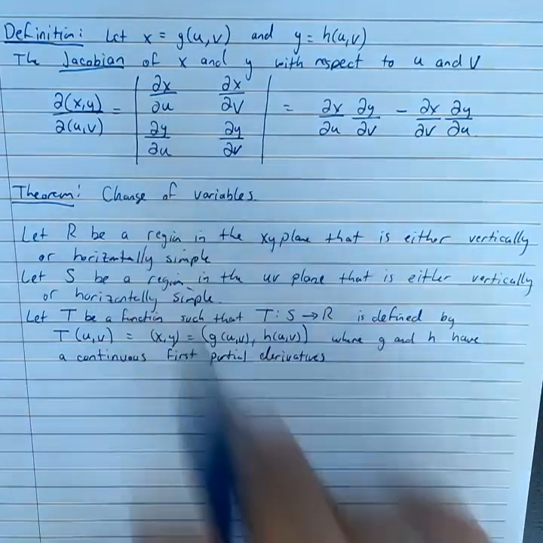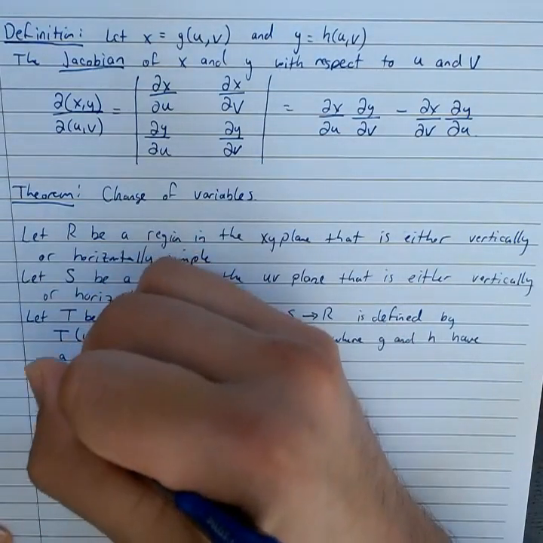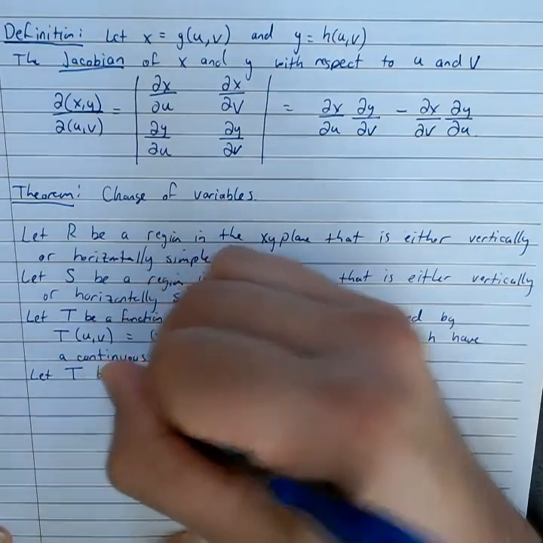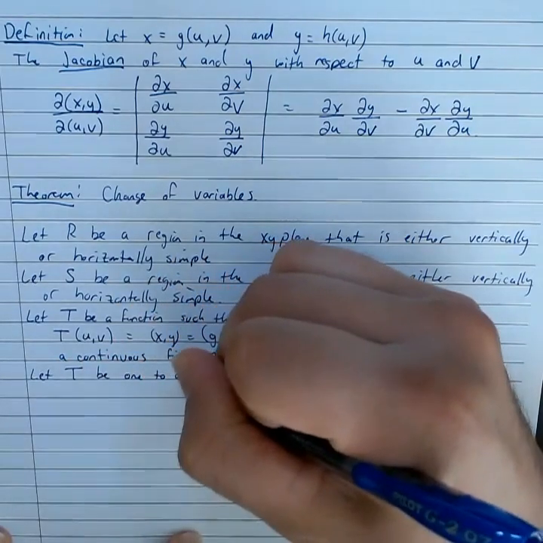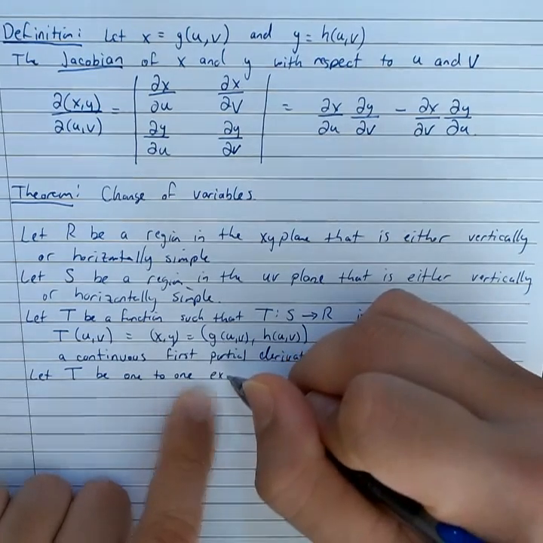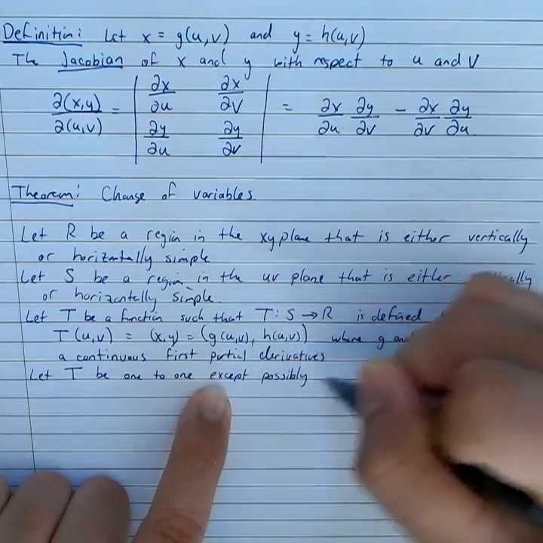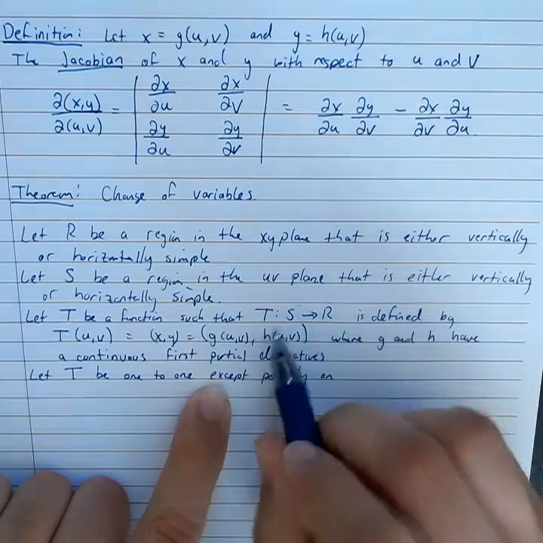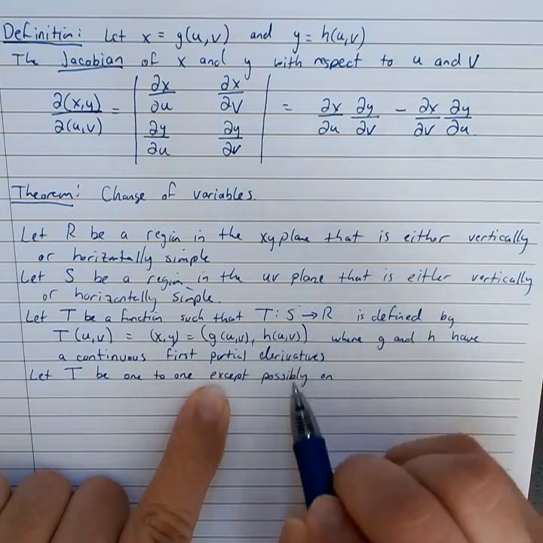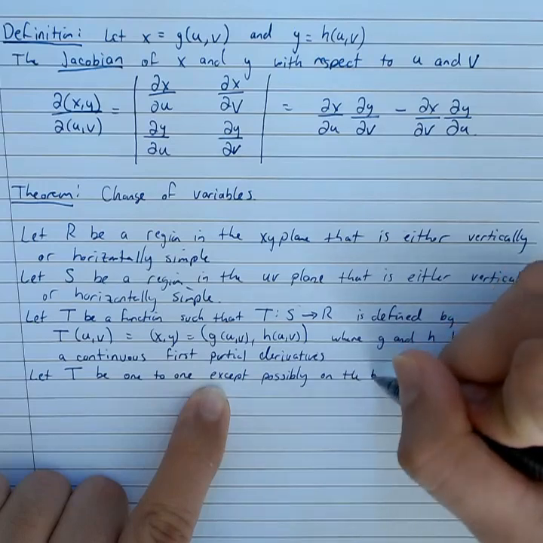We just want to know that these exist. Okay, now we need to have, so let T be a one-to-one function. We need to be able to go back and forth. Let T be one-to-one, except possibly, we can make an exception, on the boundary of S. So it has to be one-to-one in the interior of S, but if you're on the boundary of S, it's okay if you have some points which are not one-to-one.